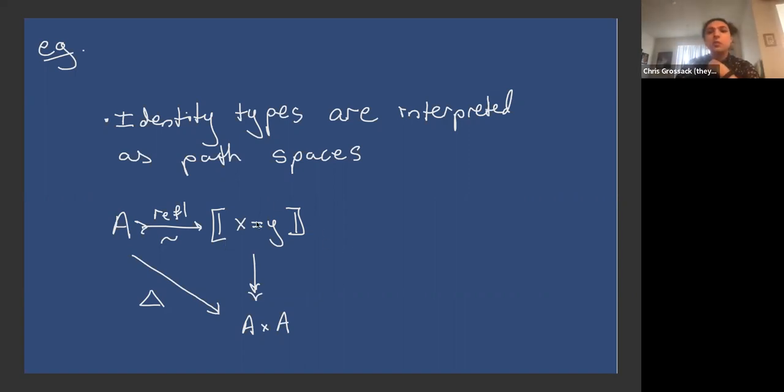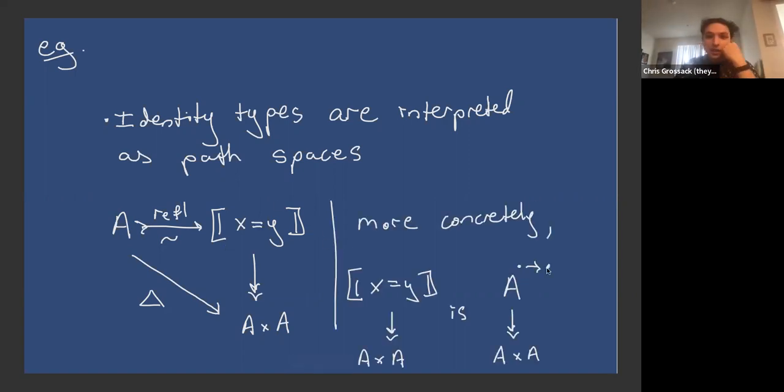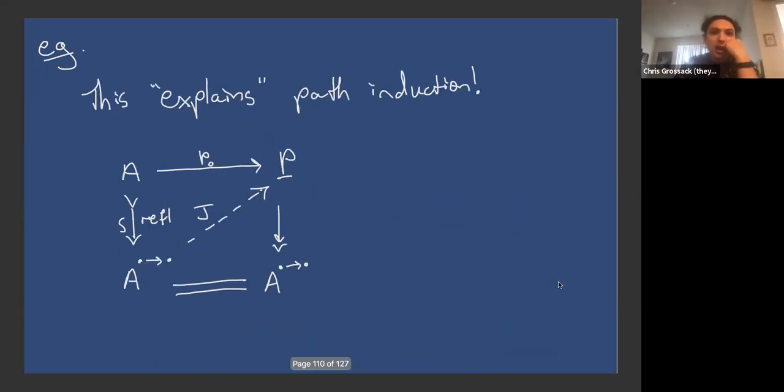So if you like, we can describe this more concretely. This is the set of all paths in A. So the category of simplicial sets is Cartesian closed. Indeed, it's enriched over itself. And so we can get a simplicial complex whose simplices are basically functions from the arrow into A. And you should think about that as being paths in A. And then we can project onto the two endpoints in order to get this projection into A times A. Okay. And in some sense, this explains path induction.